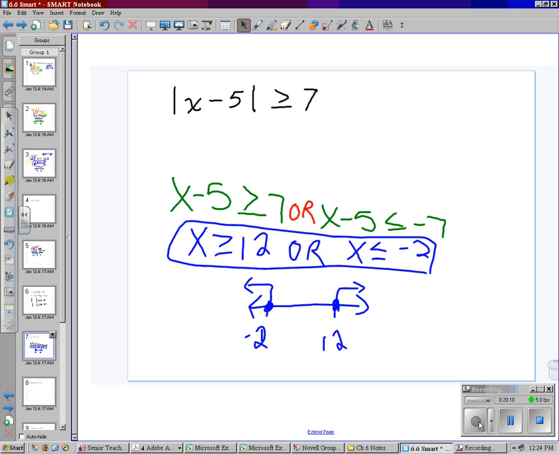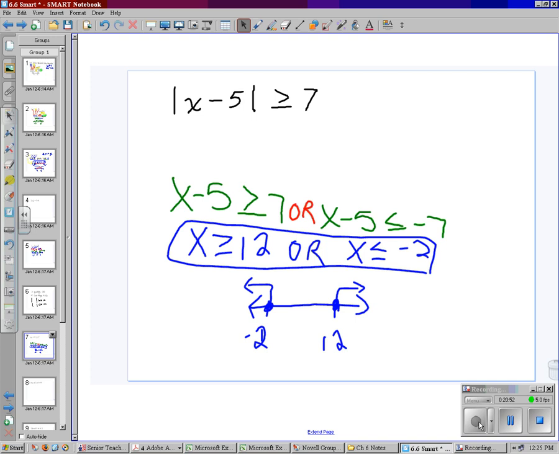Okay. Now, let's check to see if one of those numbers actually works. Give me a number that's less than negative 2. Kyle? Negative 5. Negative 5 minus 5, Kyle. Absolute value of negative 10. 10 is greater than or equal to 7. True or false? All right. I want a number bigger than 12, please. Jordan. 15. 15 minus 5, Jordan. Absolute value of 10. 10 greater than or equal to 7. True. Any number from the left, any number from the right will work.